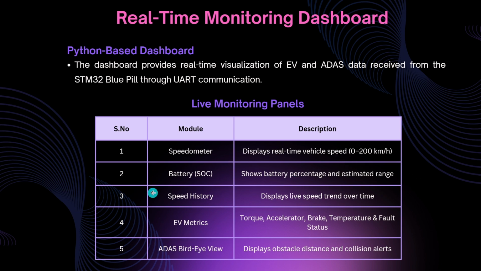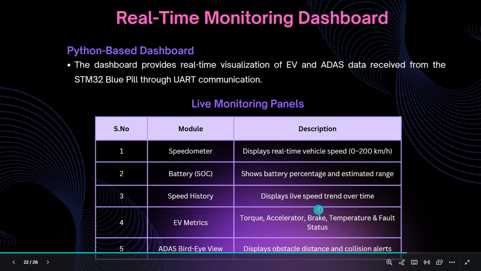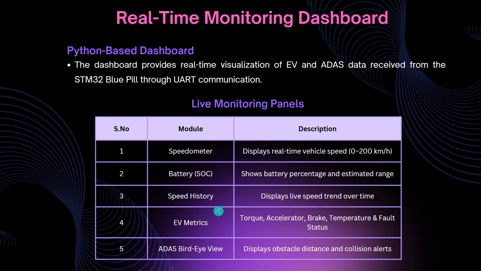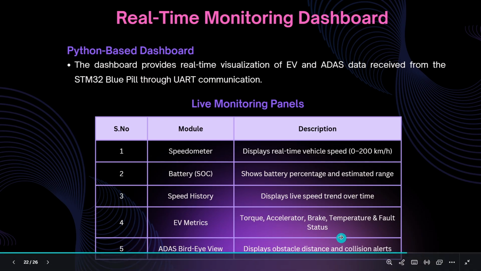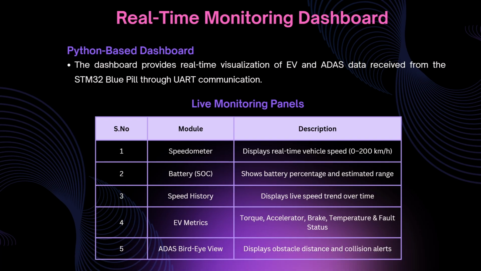It also displays battery state of charge, which shows battery percentage and estimated range. It also shows a graph, which is a speed history, displaying the live speed trend over time. Next, we have EV metrics, which shows torque, acceleration, brake, temperature, and fault status. Next, we have ADAS bird eye view, which displays obstacle distance and collision alerts.